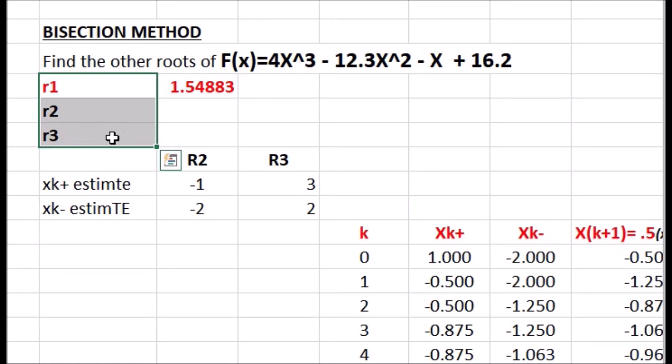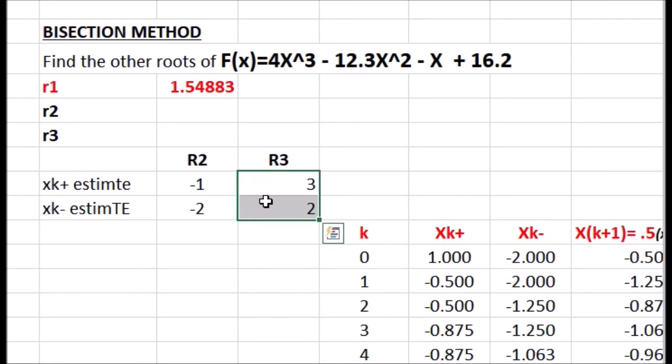So, say for example, nag-given na itong ating root 1 which is 1.54883. Given na to. And then we're going to look for these values. Okay? Tapos, binigay sa problem na yung R2 natin is yung estimate, di ba meron tayong points na A and B? Yeah. So, binigay na estimate is -1 and -2. Itong R3, yung estimate na binigay is 3 and 2.